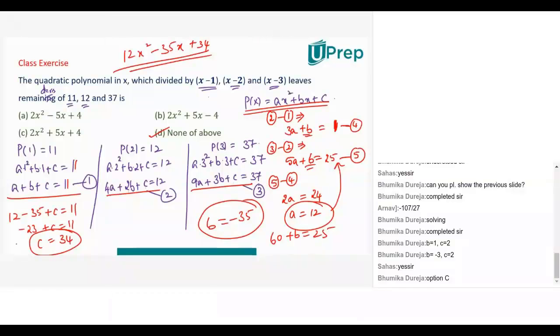So which option is it satisfying? None of the above. And what is the correct polynomial? 12x square minus 35x plus 34. Do the simplification by yourself, don't copy.